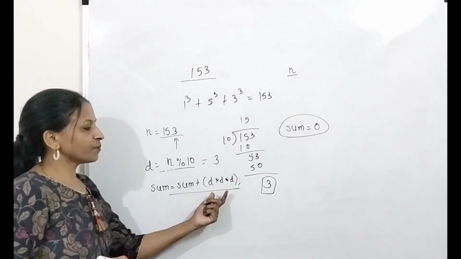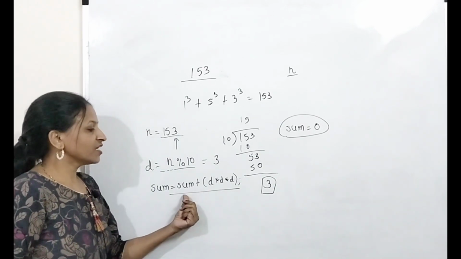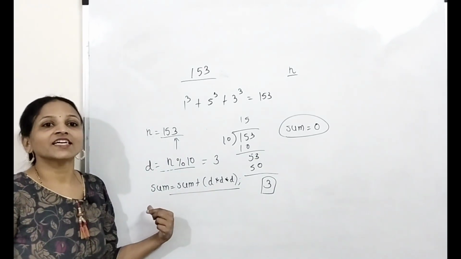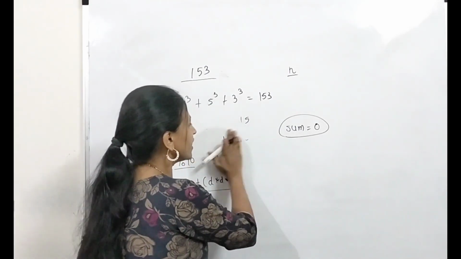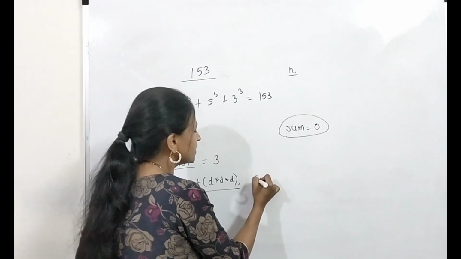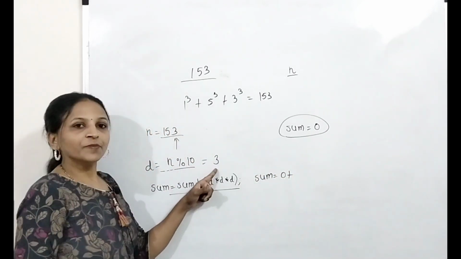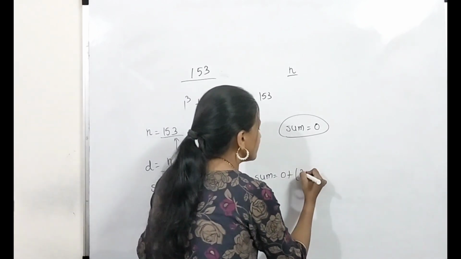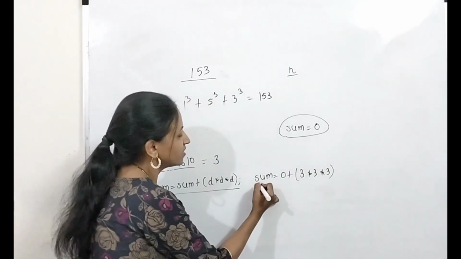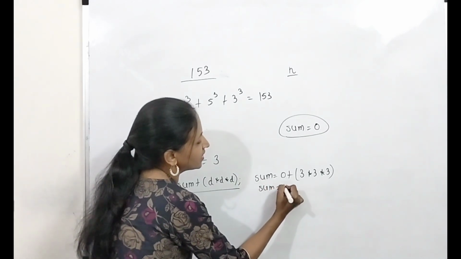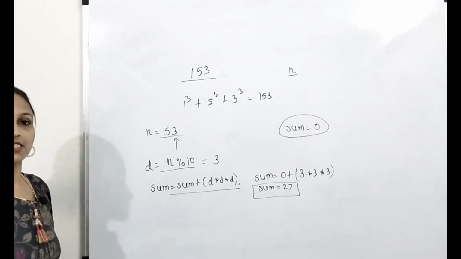In this statement what we are doing is calculating d cube and then we will add that d cube inside sum. Now initially the value of sum is 0. That's why sum equals 0 plus d cube, where d is 3. That's why 3 into 3 into 3. Here we will get 27 inside the sum variable after this execution.